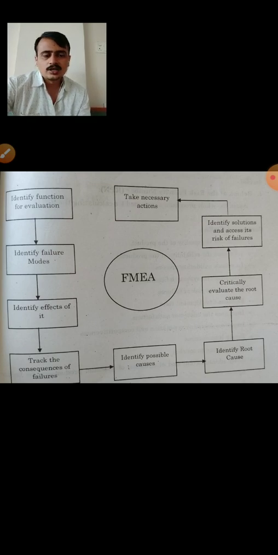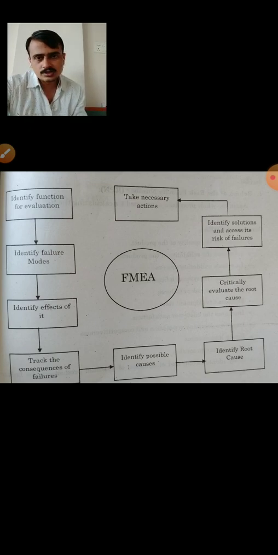First, identify the possible failures. Then second, risk qualification. Third, corrective action on high risk. And fourth, relook and RPN, risk priority number.